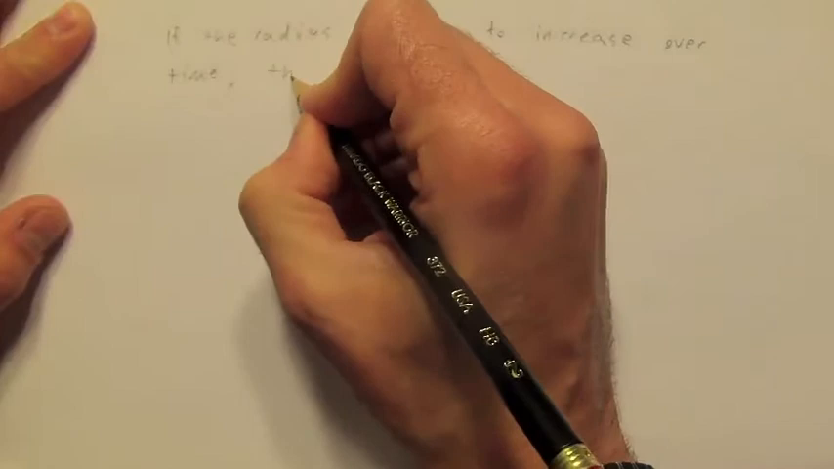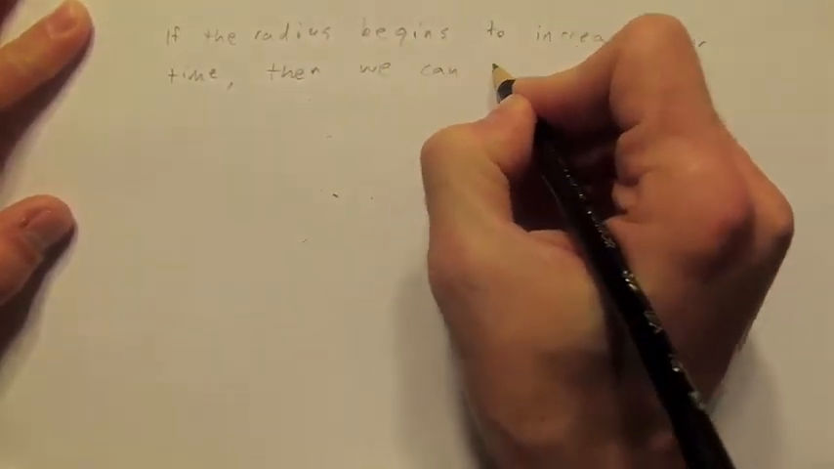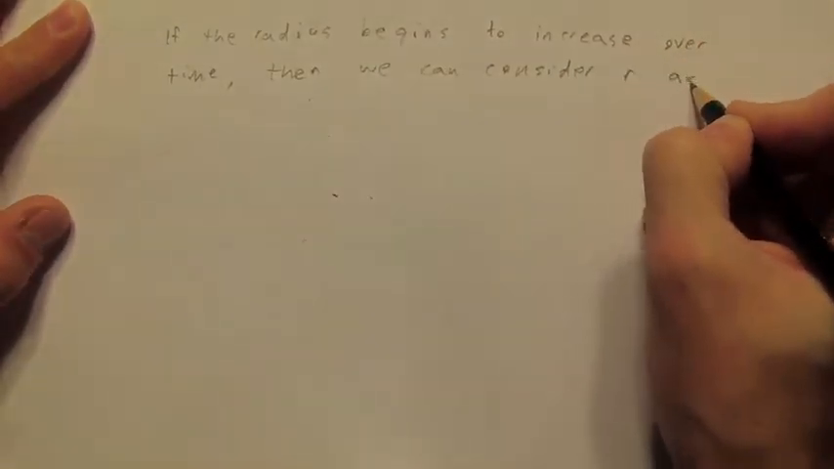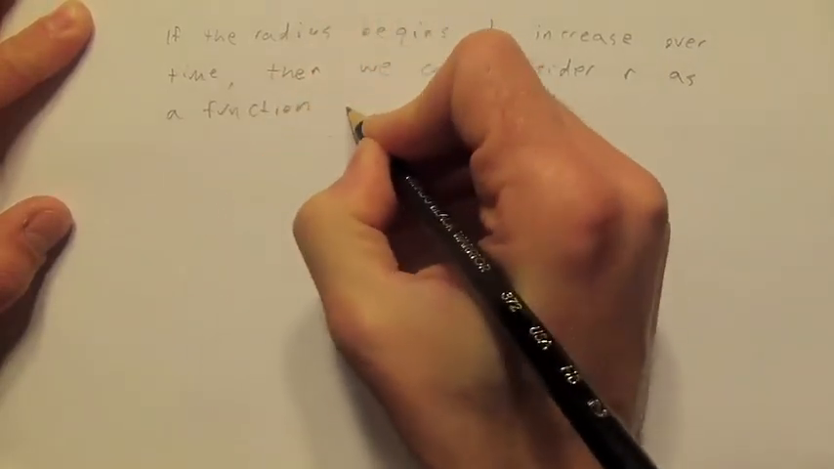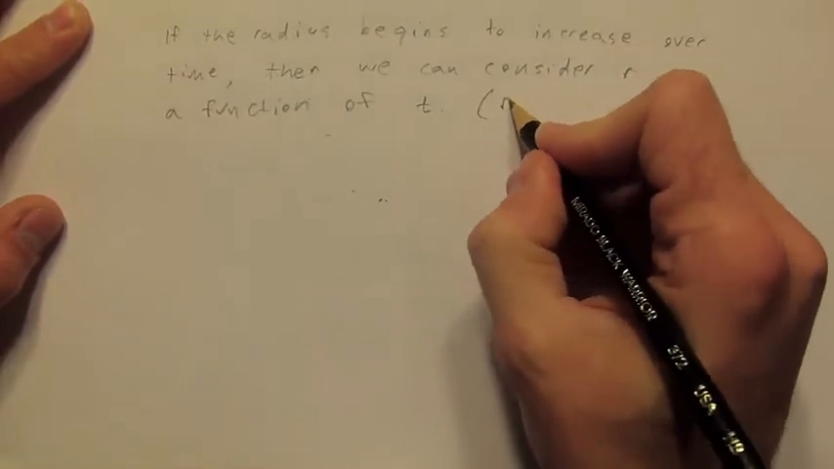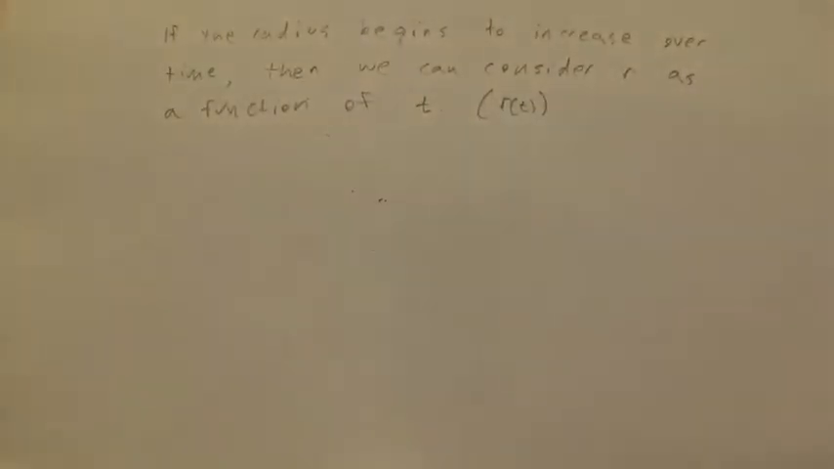right, then we can think of it, or we can consider r as a function of t, right? Something like r of t, right? Because at each time we'll have a different radius. It's increasing over time, so we'll get bigger and bigger radii, but at each t we can take a look at it, meaning that the radius is a function of t.